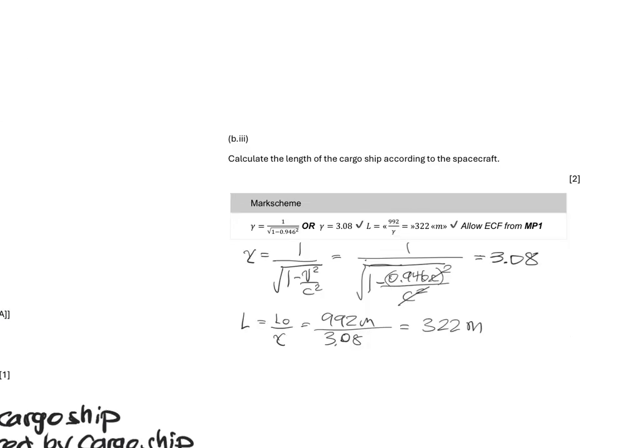So the length of the cargo ship, according to the spacecraft: the proper length is 992 meters, but the spacecraft will see the contracted length. First, you've got to figure out what gamma is. Well, now we know the speed is 0.946 c. Throw that in for v, and you get a gamma of 3.08, which is pretty high. And then the contracted length is the proper length divided by gamma, and so we get 322 meters.